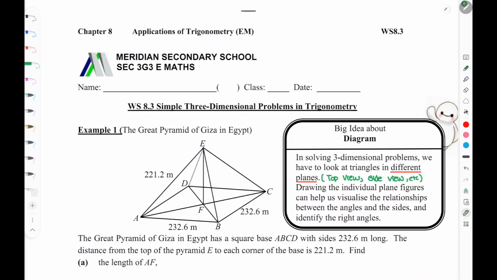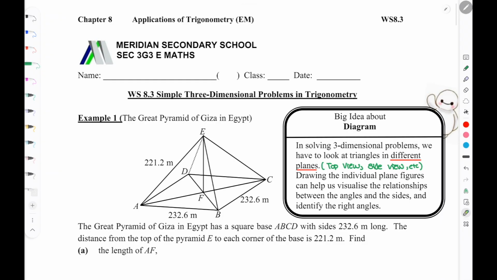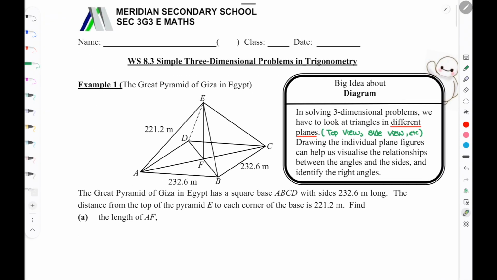Okay, welcome to topic 8.3. In 8.3, we'll be talking about three-dimensional trigo problems. For a 3D problem, the triangle will look slightly different. So the best way for you to solve the question for 8.3 is to view it in different plane.